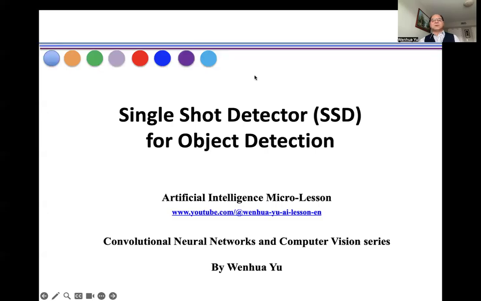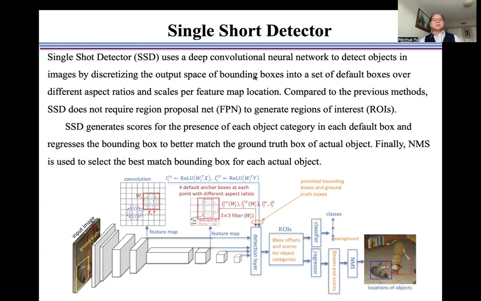This video introduces a single-shot detector for object detection. Single-shot detector uses a deep convolutional neural network to detect objects in images by discretizing the output space of bounding boxes into a set of default boxes over different aspect ratios and scales per feature map location. Compared to the previous method, SSD doesn't require a region proposal net to generate regions of interest.